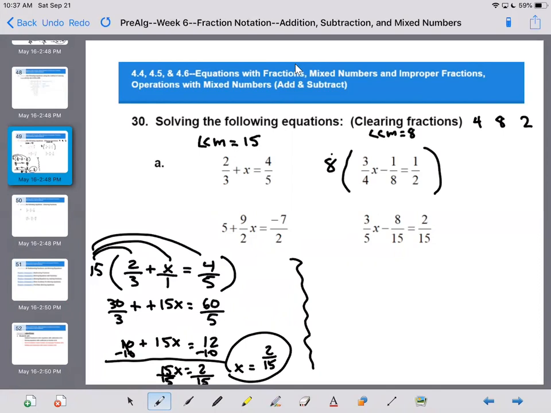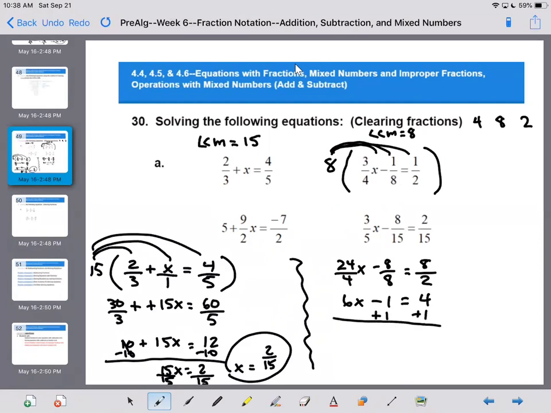So 8 times 3/4 x, well, that's going to be 24/4 x. 8 times negative 1/8 would be negative 8/8, is equal to 8 times 1/2, which is 8/2. Well, 24/4 is 6x. 8 divided by 8 is 1. 8 divided by 2 is 4. So I want to add 1, and that's going to give me 6x is equal to 5. Divide both sides by 6. X is going to be 5/6.